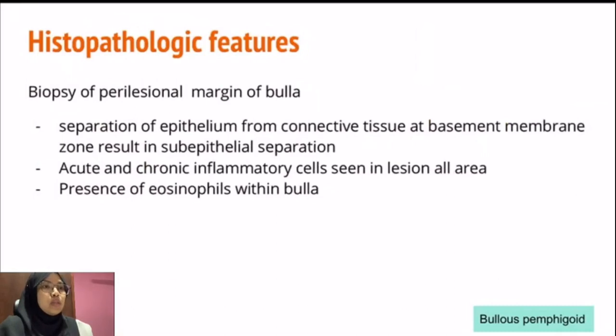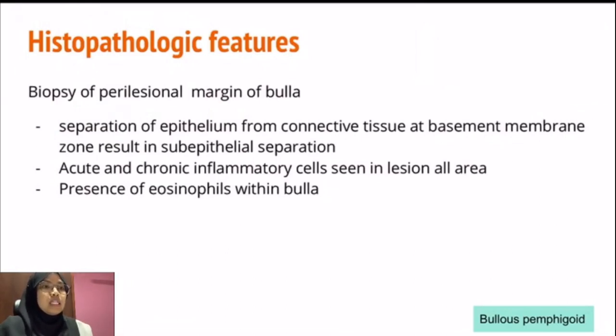Next are the histopathologic features. There is a separation of the epithelium from the connective tissue at the basement membrane zone, resulting in subepithelial separation. We can also see acute and chronic inflammatory cells in the lesion in all areas, and there is also the presence of eosinophils within the bullae.